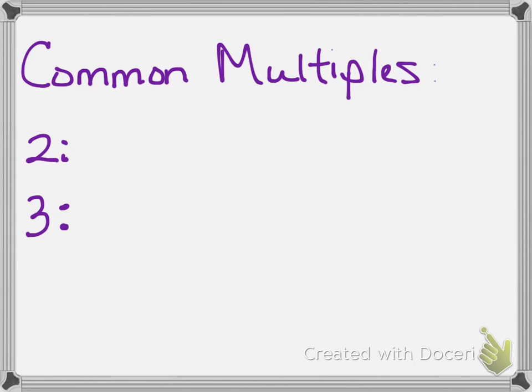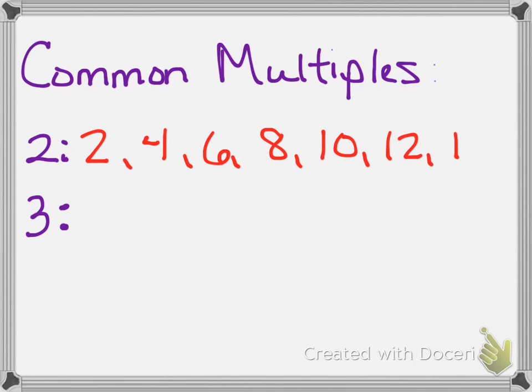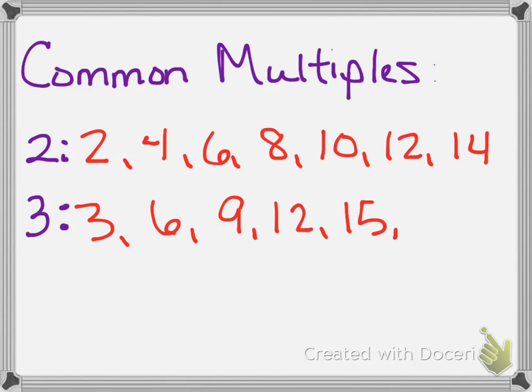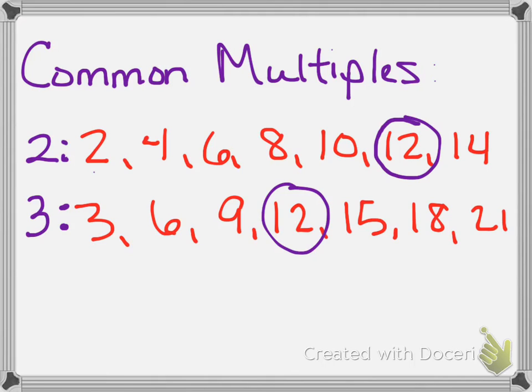Another example, give the common multiples for 2 and 3. And I do it for 3. And then I go back and I circle the ones that they have in common. So I see that they have 12 in common.